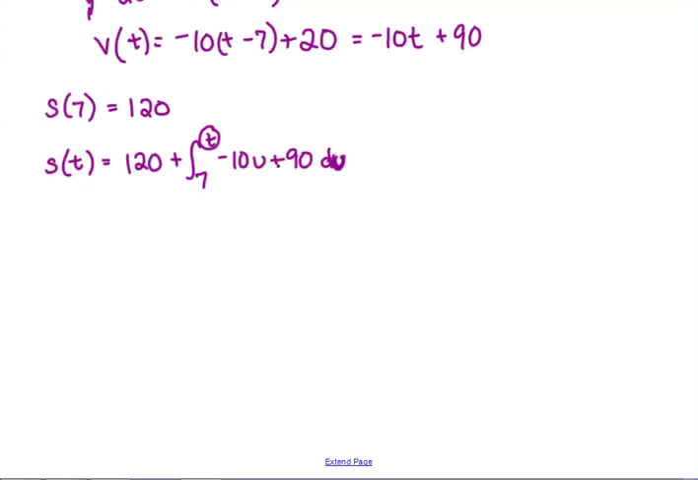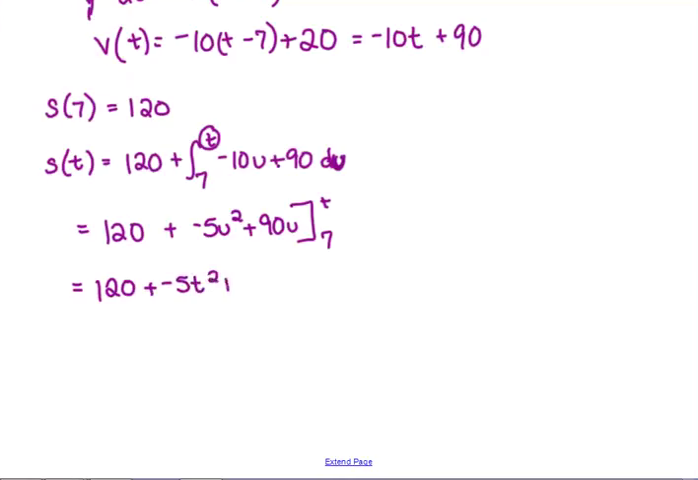Now, it did ask for an equation, so that kind of implies we need to keep going with this. We can't just stop right there. So we need to integrate with respect to u. So it'd be negative 5u squared plus 90u from 7 to t. So that's negative 5t squared plus 90t minus negative 5 times 7 squared plus 90 times 7.